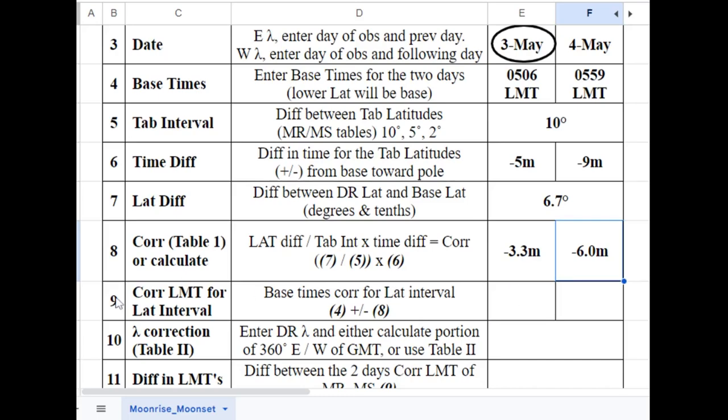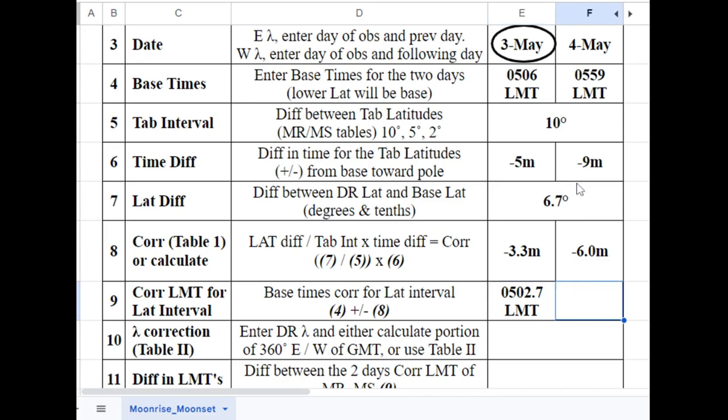The last step for this video is step 9. We're going to take our base times and add the correction that we just figured out. So we're going to take step 4, which for 3 May is 0506 LMT, and we're going to add or subtract, in this case subtract, the correction of -3.3 minutes. So put that in our calculator, 6 minutes minus 3.3 minutes, and we get 0502.7 LMT. That's telling us that if we're at our DR latitude of 16 degrees 42 minutes, then set for us at every central meridian at 0502.7 LMT.